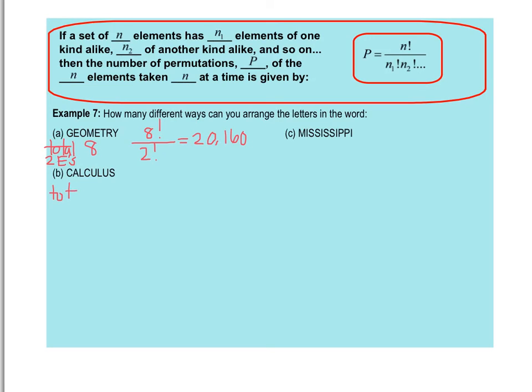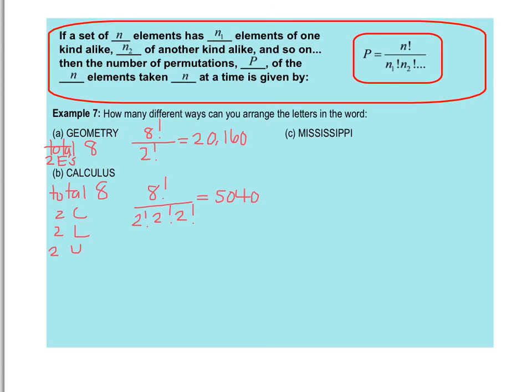Let's look at calculus. Again, the total number of letters is 8, but this time we have several repeats. We have 2 C's, we have 2 L's, and what else? 2 U's. So we're going to take the total number of letters, 8 factorial, and divide out all of the repeats, which is 2 factorial for the C's, 2 factorial for the L's, and 2 factorial for the U's. So if we divide that, we're only going to get 5,040 arrangements.